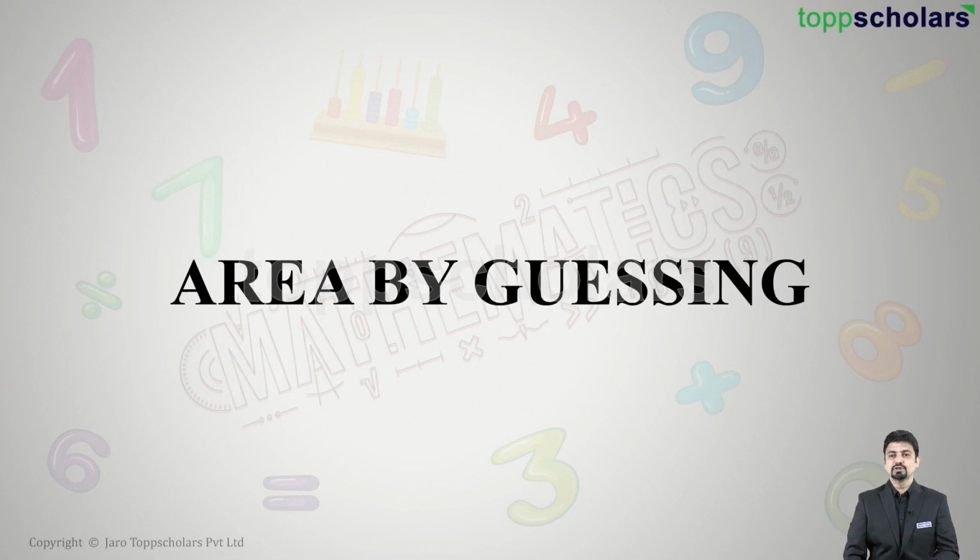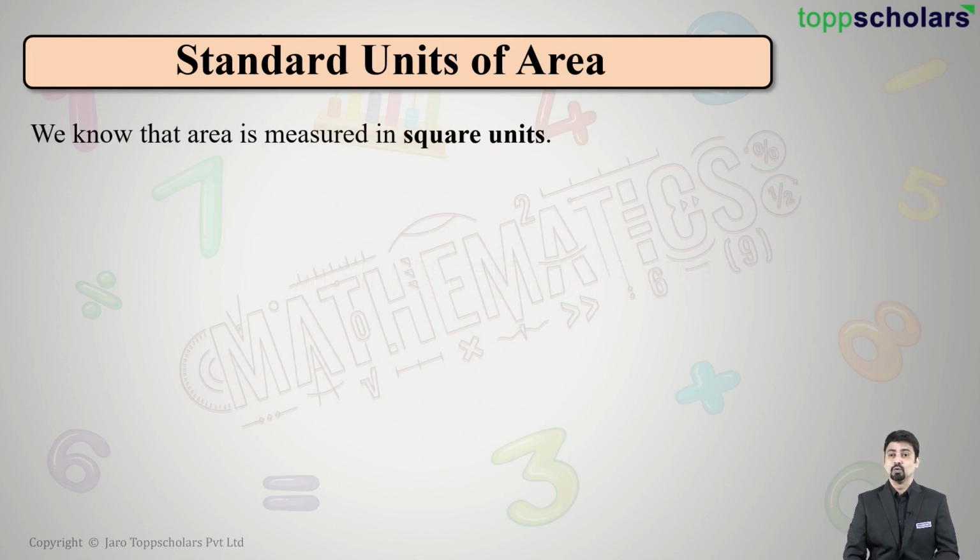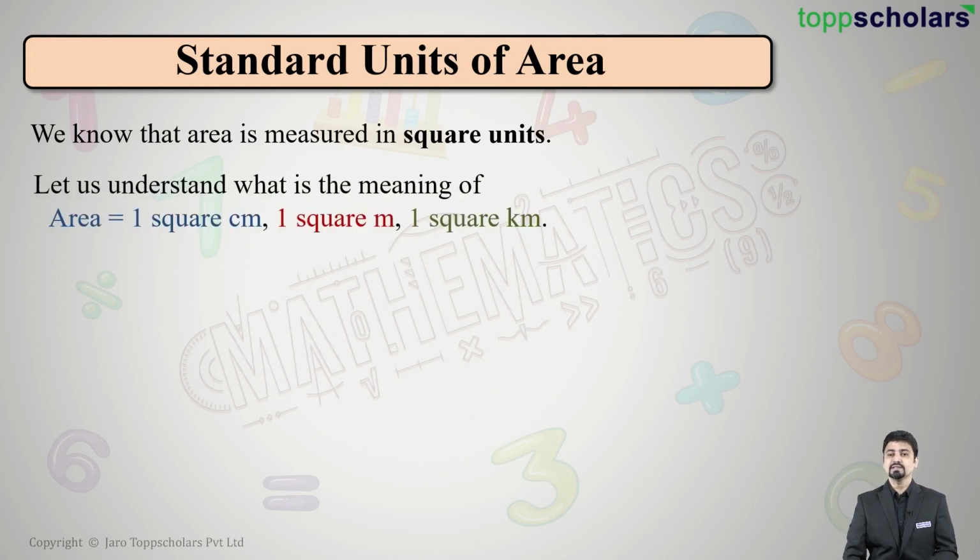Today we are going to study about the area by guessing method. Let us begin. So what are the standard units of area? We know that the area is measured in square units. Let us understand what is the meaning of area is equal to 1 square centimeter or 1 square meter or 1 square kilometer. Suppose we have a square like this of each side being equal to 1 centimeter.